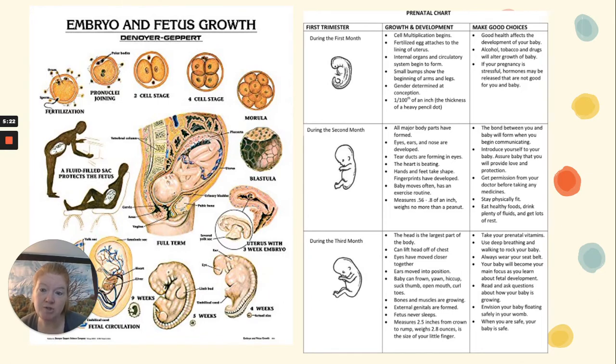So minimizing stress, refraining from alcohol, drug use, tobacco, smoking, all of those things will ensure that your embryo and then fetus is developing safely and correctly.